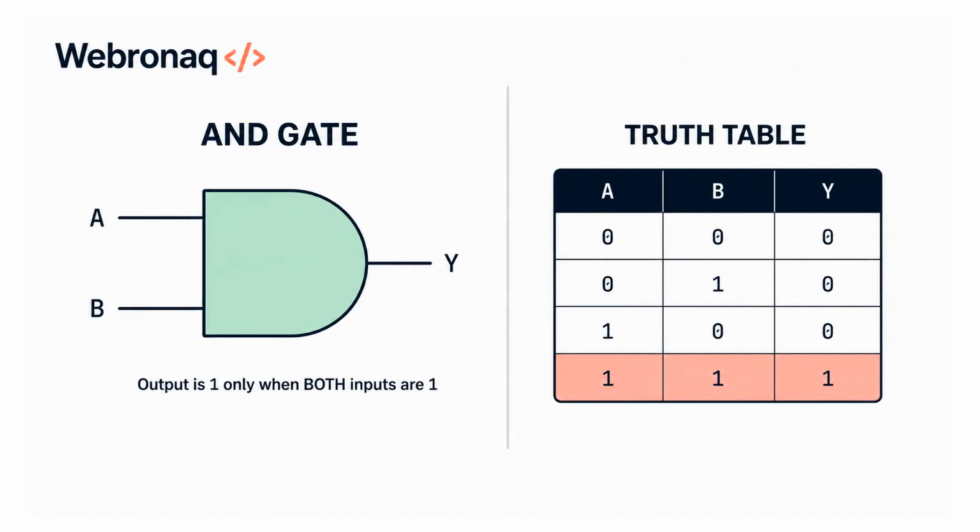First up, the AND gate. The rule here is simple. The output is 1 only when both inputs are 1. If even one of the inputs is 0, the output is 0.